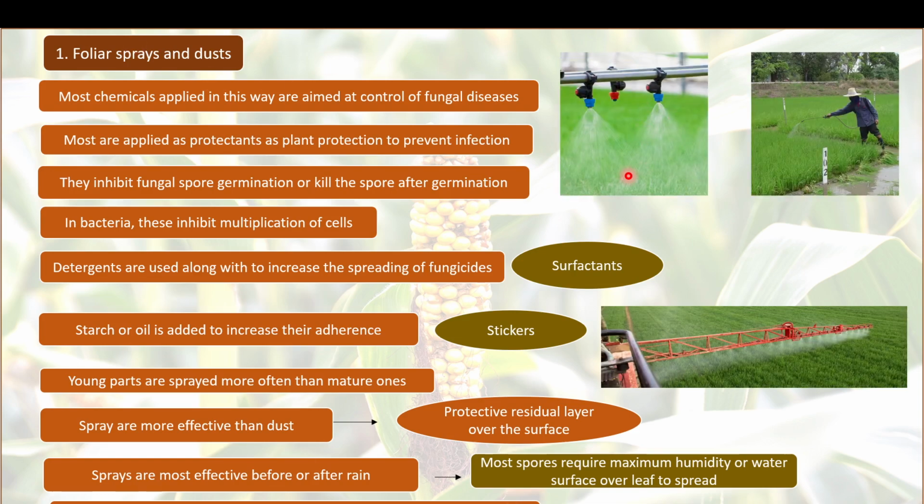So foliar sprays, you must have seen all these techniques. If the land is very big, this kind of crane is used. If the land is small, the person can spray by himself. And also this type of system is available where foliar spray can be done in this way also.